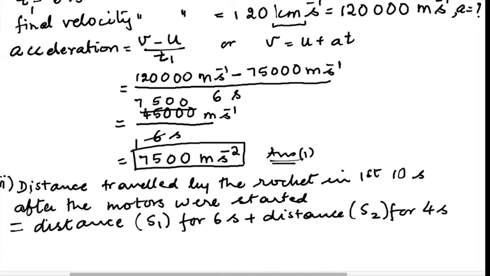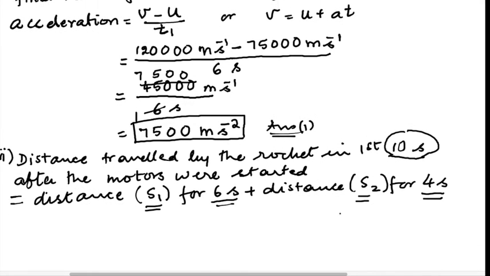So we have to write distance traveled by the rocket in first 10 seconds after the motors were started will be the distance s1 for 6 seconds, the first 6 seconds, and the distance s2 for the remaining 4 seconds. So that is how we will have the distance in the 10 seconds. First 6 seconds and then the remaining 4 seconds.